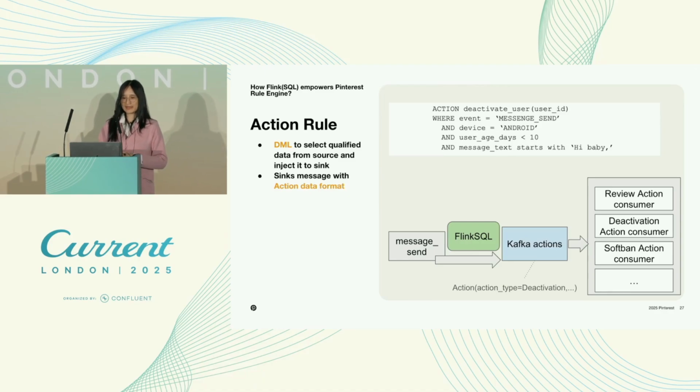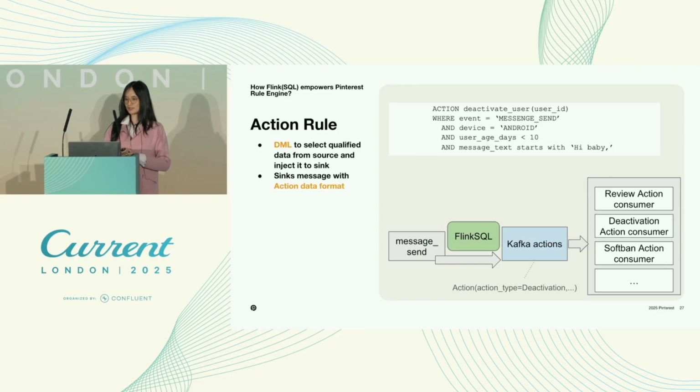To begin with, an action rule. What is an action rule? An action rule is essentially a type of data manipulation language that selects qualified data from a source and injects it into a sink. An action in Guardian's world is a special type of message with a script format that could be understood by many internal systems.